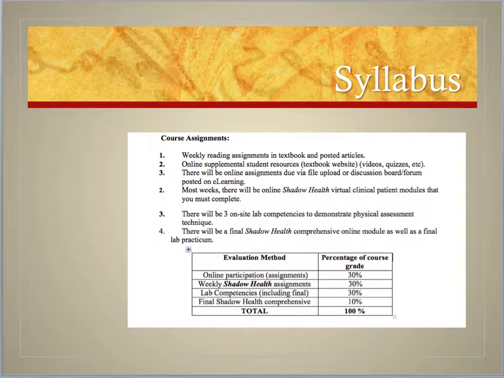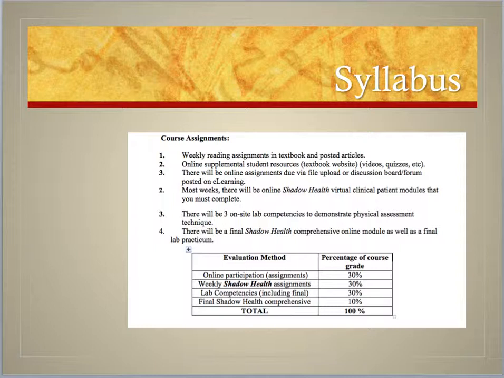Just so you can see how you're going to be graded in this course, there's basically 4 types of grading criteria. Any online participation assignments that include discussion board or reading and doing an activity or anything that I assign will be listed as an online participation assignment, and whatever you achieve for those assignments will be 30% of your final grade.